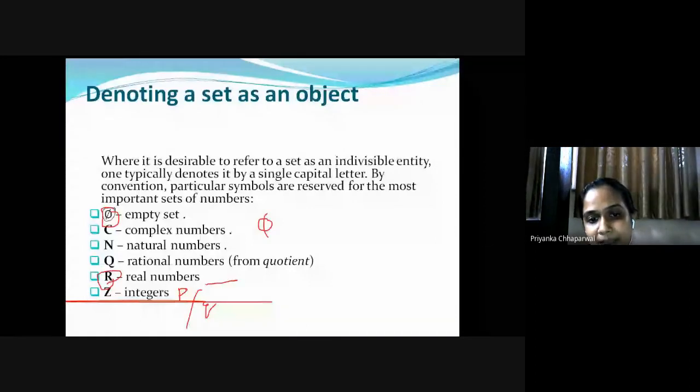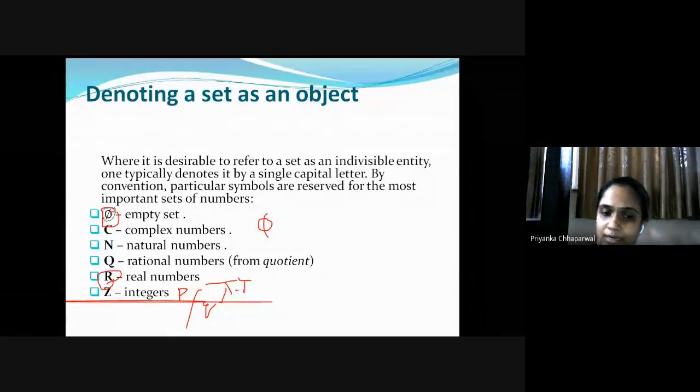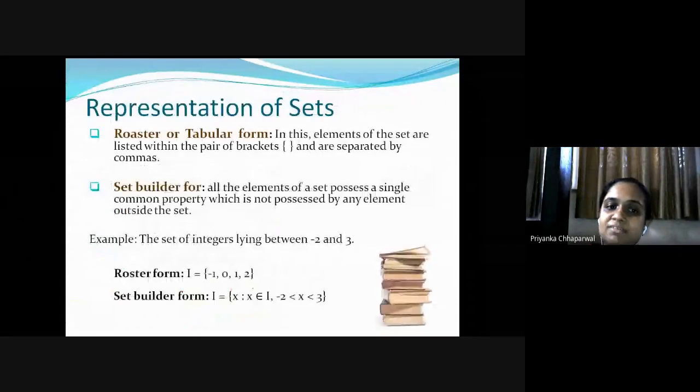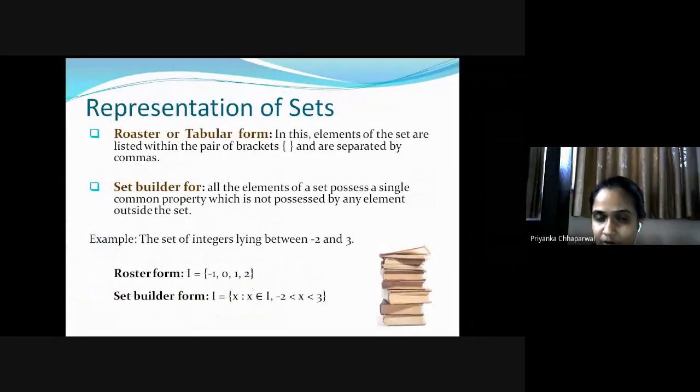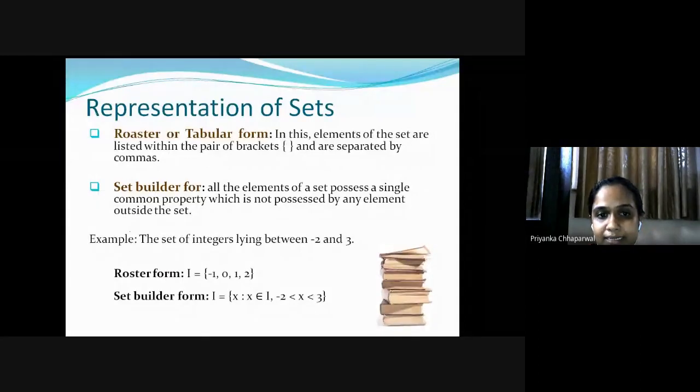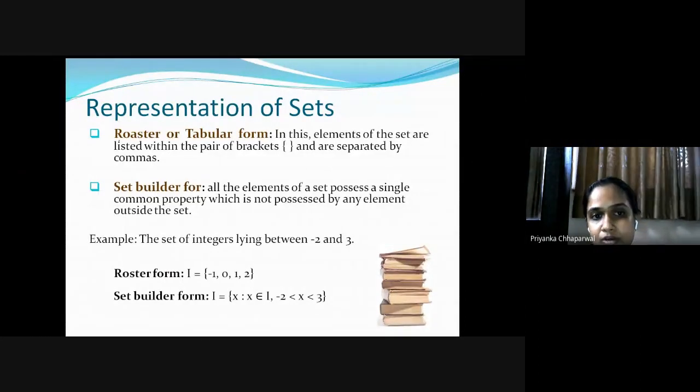So always remember I and Z. I and Z is the notation of the integer numbers. Then how to represent sets? We have two methods of representation of the set. The first is known as the roster or tabular form, and the second one is the set builder form.